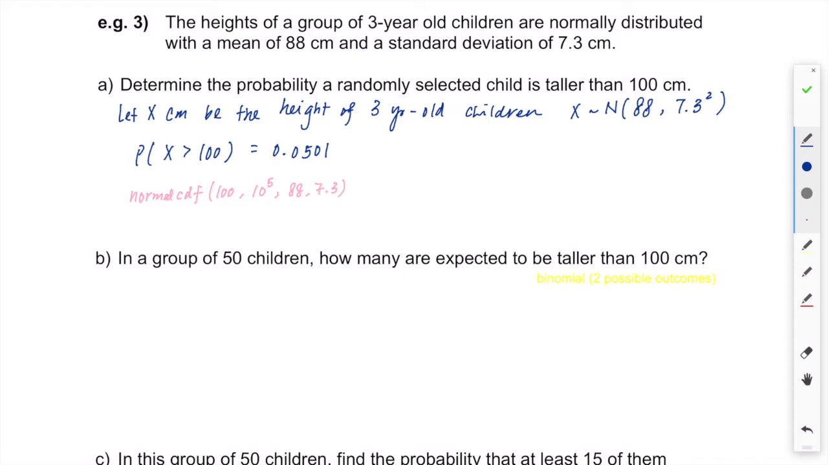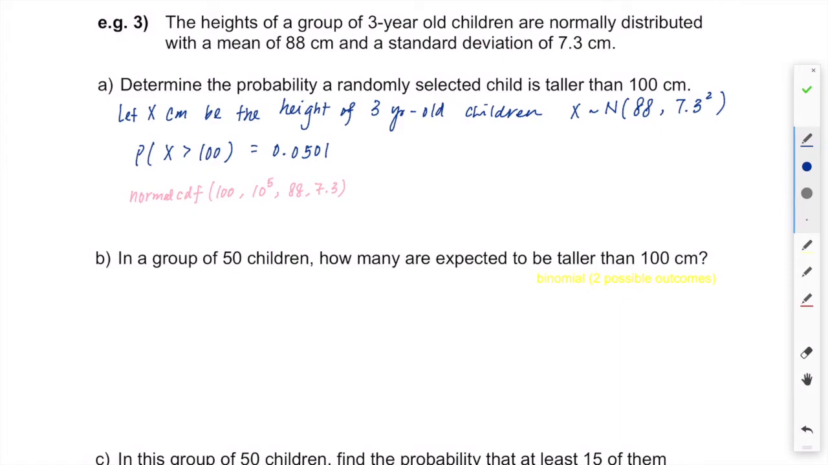Part B, in a group of 50 children, how many are expected to be taller than 100 centimeters? So now let's analyze this, right? We are told a group size, which is not what we usually see in a normal distribution. And the question here is how many are expected to be taller than? So we are dividing the children into two groups. The group that is taller than 100 centimeters and the group that is not taller than 100 centimeters. Does it sound familiar? Are we still talking about a continuous variable here? How many children? No, that's discrete, right?